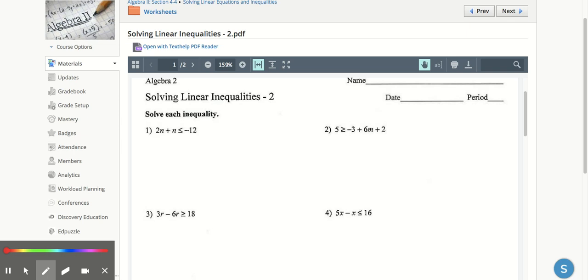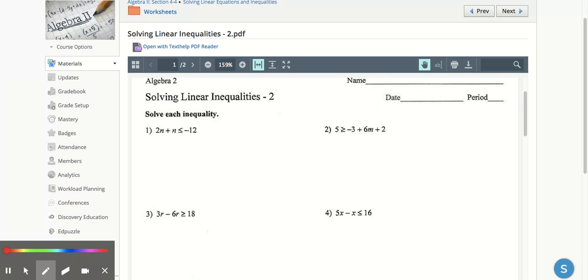So we're going to continue solving linear inequalities, and I'm going to just do a few questions with you here to refresh your memory. So this is solving linear inequalities worksheet 2. Remember, when we solve linear inequalities, we just isolate our variable, and then the only thing that we really have to worry about is if we're dividing by a negative, in which case we have to flip the inequality sign.